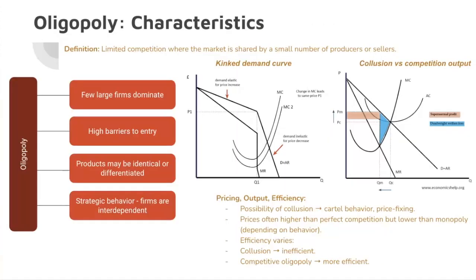Oligopoly. Oligopoly represents limited competition where a small number of large firms dominate the market. This structure creates a unique strategic dynamic. The defining features are that a few large firms control most of the market share, creating high barriers to entry due to economies of scale, brand recognition, or capital requirements. The products may be either identical, like steel or oil, or differentiated, like automobiles.